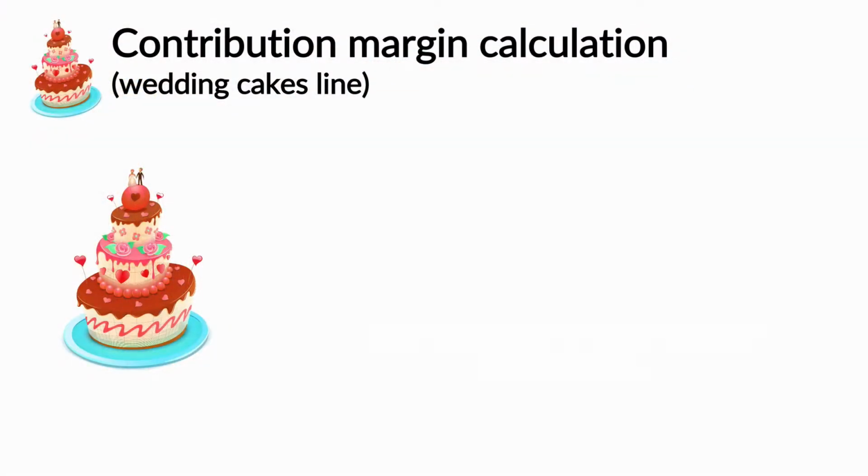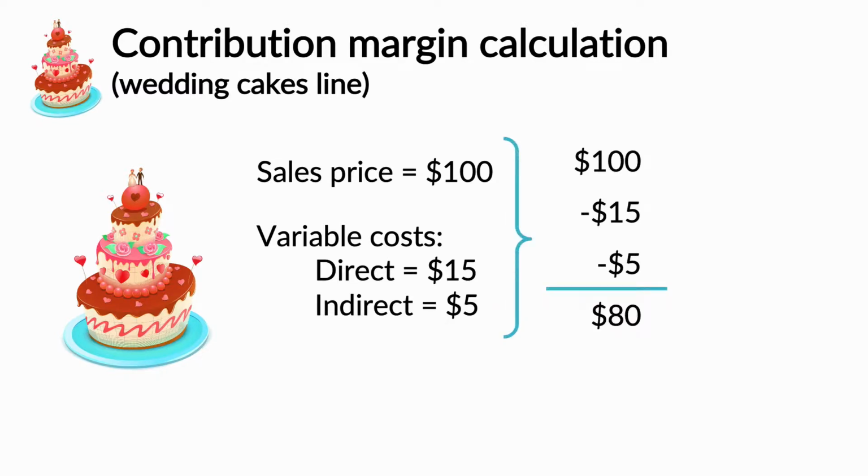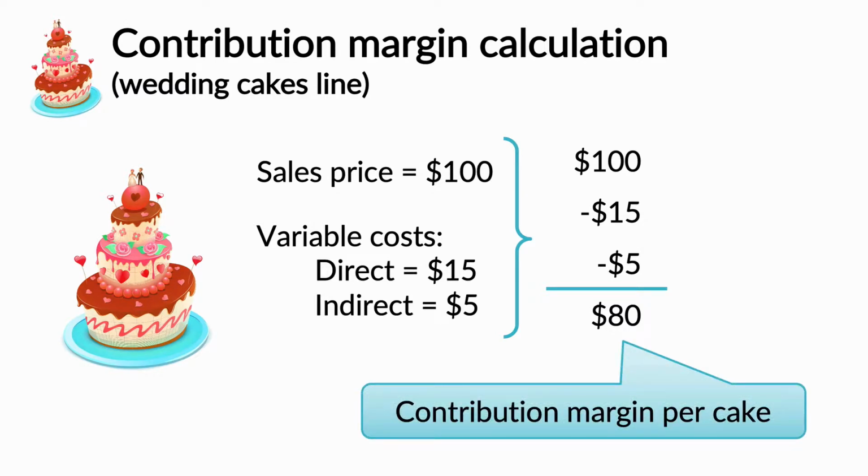Anyway, let's now get back to our wedding cakes production line and see how we would calculate our contribution margin per unit. Let's assume we are selling each cake for $100, and our variable costs are $15 for direct costs and $5 for indirect. This means that if we subtract these costs from the selling price, we get a margin of $80 per cake, and that's our contribution margin per unit.